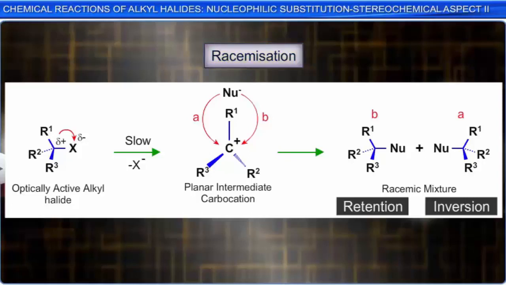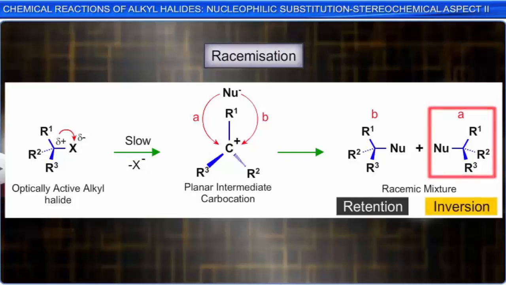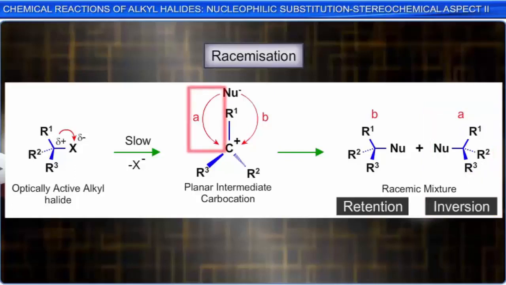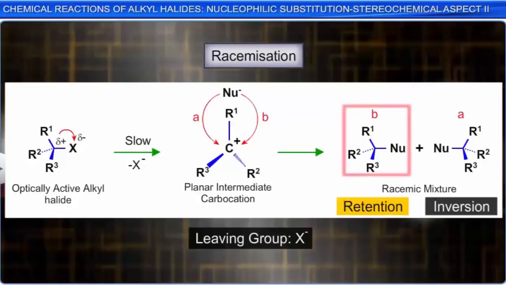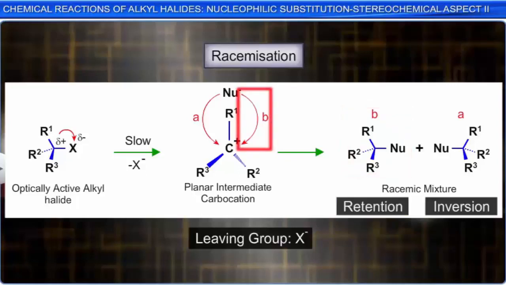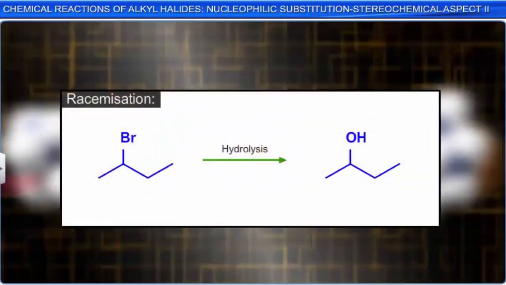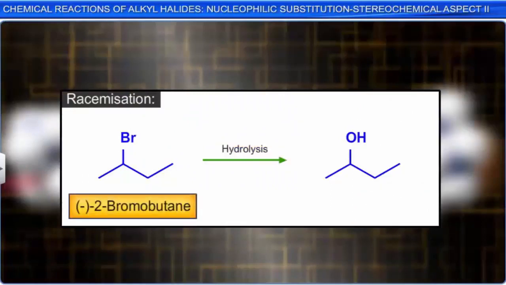It is clear that the formation of the inversion product is due to the attack of the nucleophile on the planar carbocation intermediate from the side opposite to that of the leaving group. On the other hand, the formation of the retention product is due to the attack of the nucleophile on the planar carbocation from the same side as that of the leaving group. An example of this type of reaction is the hydrolysis of optically active 2-bromobutane, which yields a mixture of plus and minus 2-butanol. Remember that it's a racemization process.